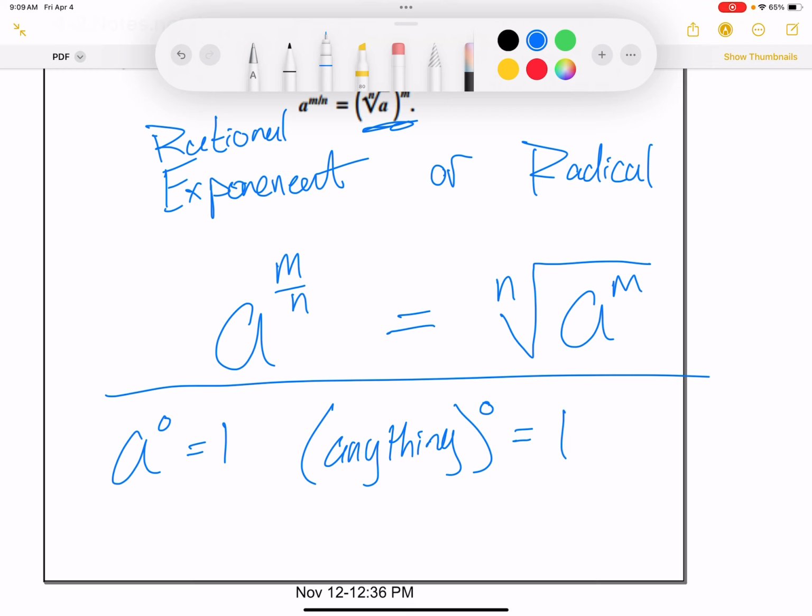And then another thing is if I have a to the negative n power, then that's equal to 1 over a to the positive n power. We don't consider mathematics fully simplified if you have a negative exponent. So you would rewrite it.